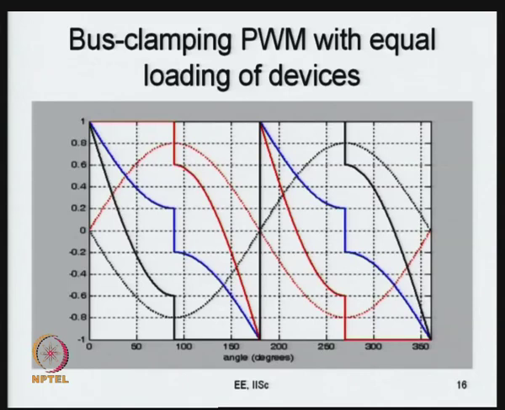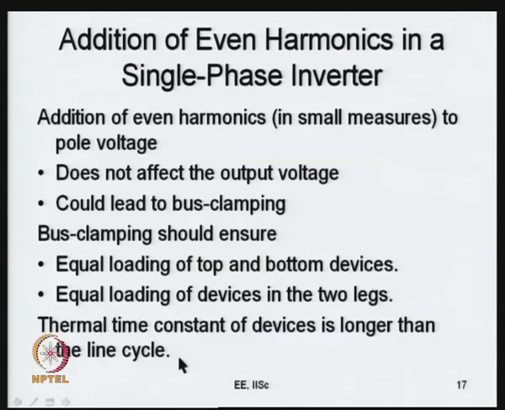What you can do? Bus clamping, that can result in lower switching energy loss, and also ensure that by and large there are several methods. These methods are relatively not so widely known, that is bus clamping methods are known, but bus clamping methods for single phase inverters which would result in equal loading of devices are not so very widely known. It is contained in one of the references that I have given there now.